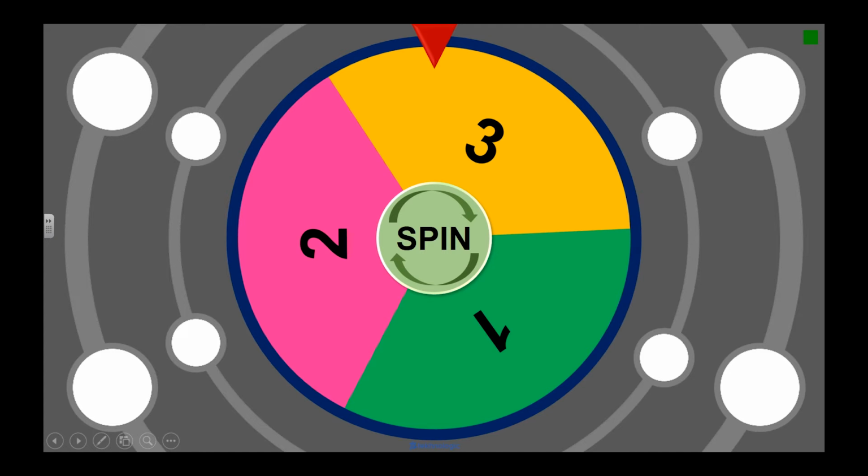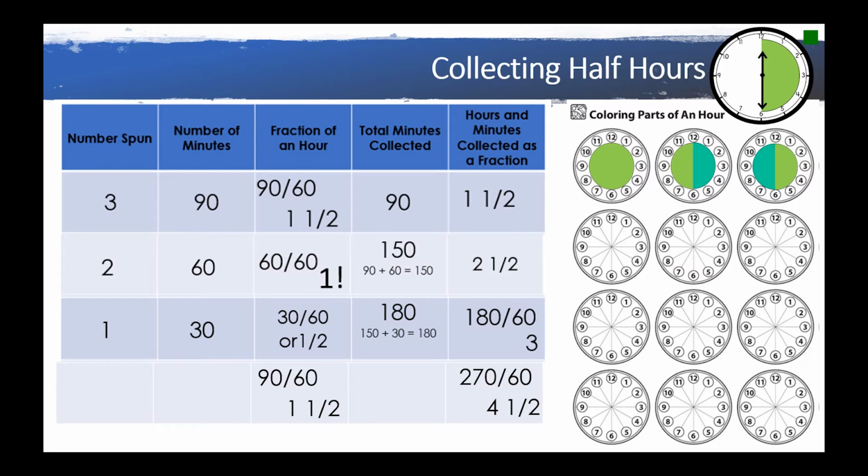Let's say for our last turn, we spun a 3. We already know that 3/2 hours is 90 minutes. And we know how to write 90 minutes as a fraction from our first turn. But now, if we find the sum of our collected minutes, we need to add another 90. So the 180 that we had before plus 90 equals 270.